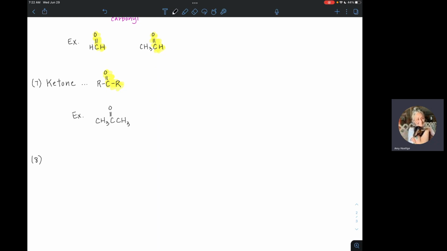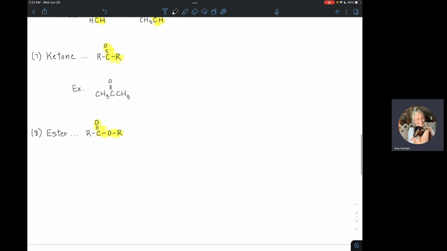We have another group containing the carbonyl called an ester. And esters have an R group, then the carbonyl, then an oxygen, and then that oxygen has another R group. And these R's, again, don't have to be the same. You can have symmetrical esters, asymmetrical esters.